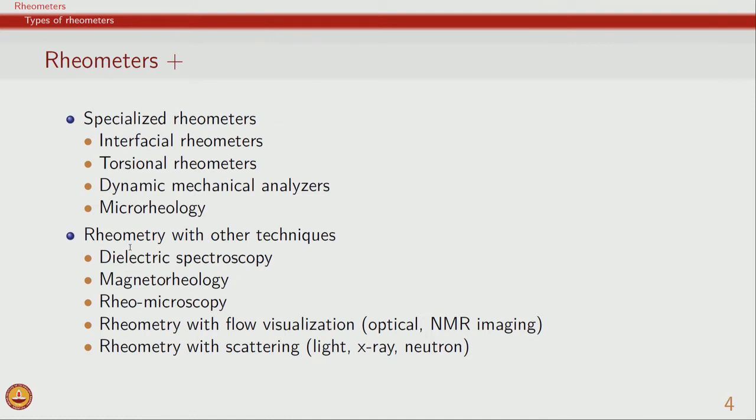For example, for samples which are more solid-like, we can use a torsional mode of deformation. In fact, the parallel plate that we use in rheometry is also a torsional mode when the material is a fluid. But if you have a more solid, rod-like material, then you will have to have clamps, and the same way torsion can be applied and you can do oscillatory rheology as we have done. The dynamic mechanical analyzer is also similar to a rheometer, but it is for solid-like materials.